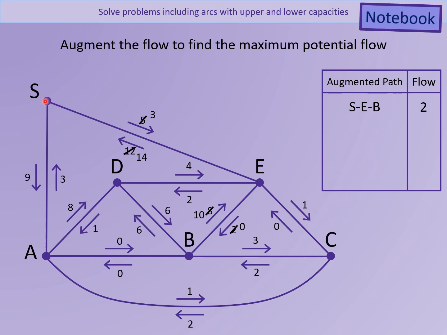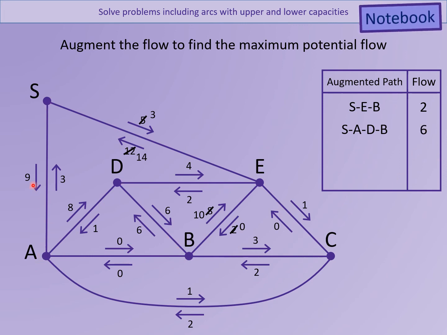Any other ways to get from S to B? I can't go across there, that's no good. But I could definitely go from S to A to D, or maybe I could do S to E to C to B. So a couple of options there. S to A to D to B. How much is that going to flow there? Quite a lot actually, isn't it? 9 go there, 8 there, and 6 there. So I could flow at least 6 through those pipes.